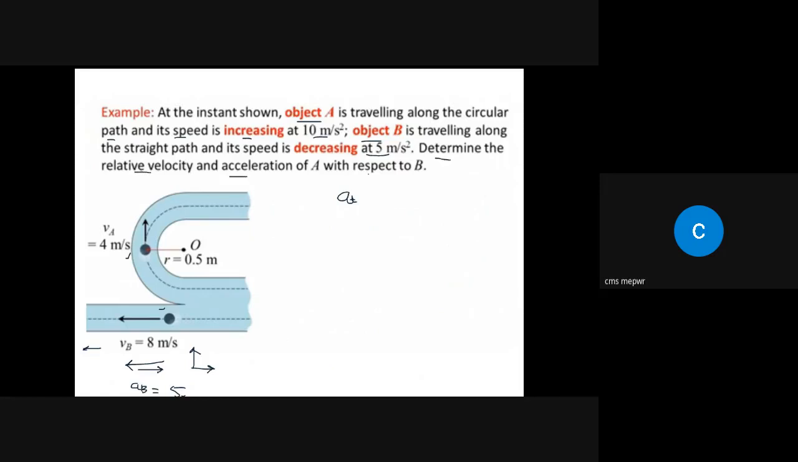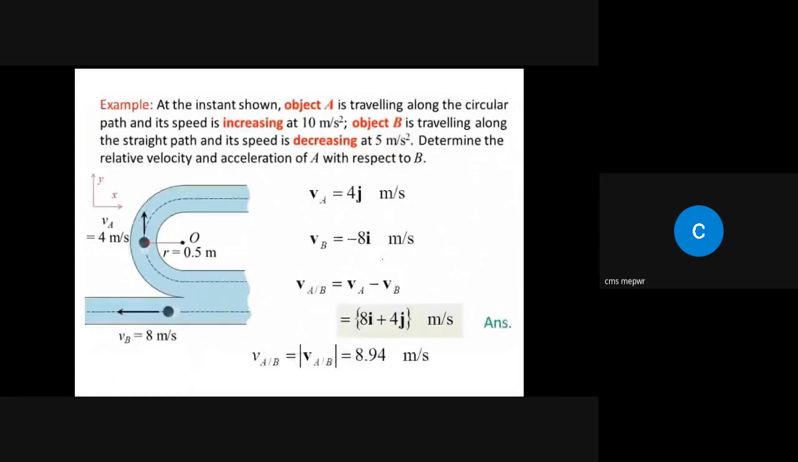Okay, so what we need to determine is the relative velocity and acceleration of A with respect to B. We need to find the velocity of A with respect to B, and in the same way we need to find the acceleration. These two are unknown. Okay, so now let's look at this one.